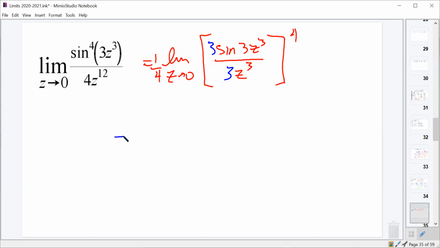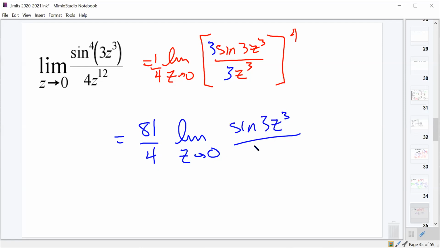So what's 3 to the 4th power? 81. So 81 times the 1/4 is just 81/4. And now we've got 81/4 of the limit as z approaches 0 of sine of 3z cubed over 3z cubed. And the function inside of my limit is being raised to the 4th power, so I can pull that 4th power out and put it around the entire limit. Everybody good with that? Yep. All right, cool.